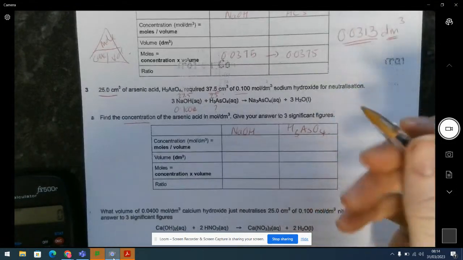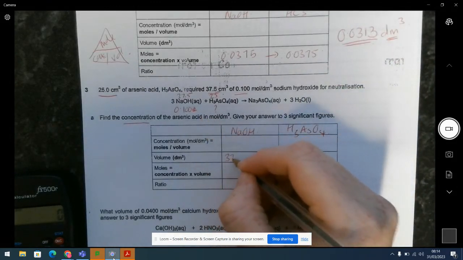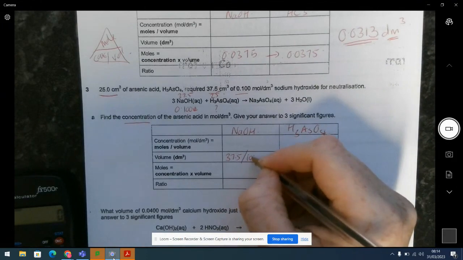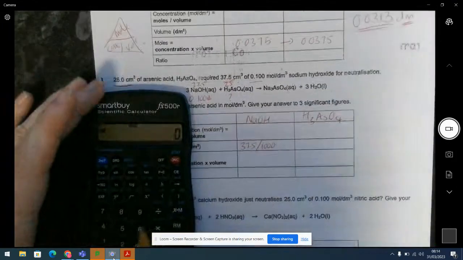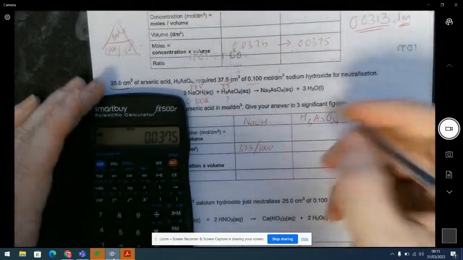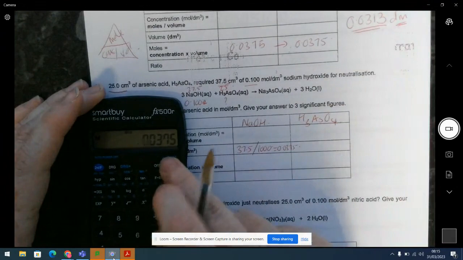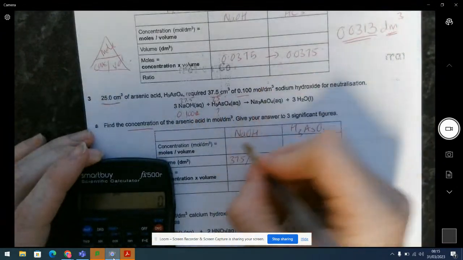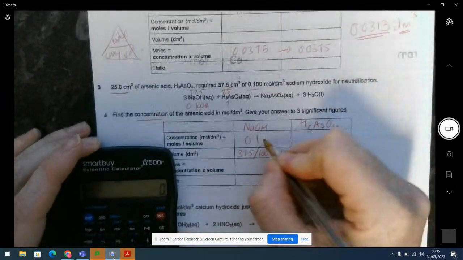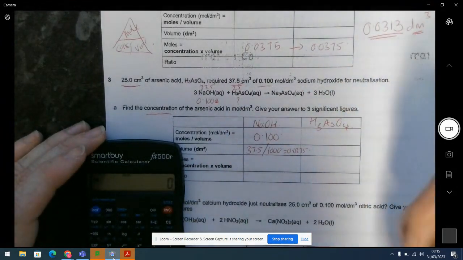And I'm then going to plug everything in. So my volume for my sodium hydroxide was 37.5, but I know I have to divide that by 1,000. So 37.5 divided by 1,000 is 0.0375. And the concentration I have for that is 0.100. And again, I got both those numbers from the question.